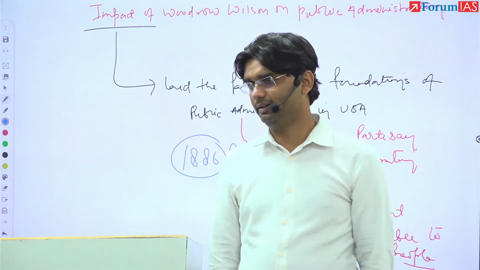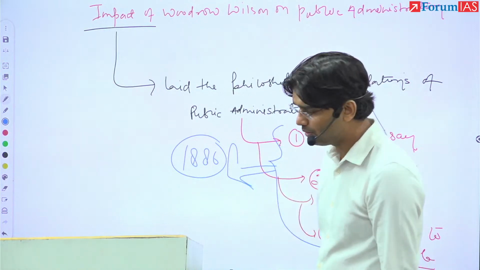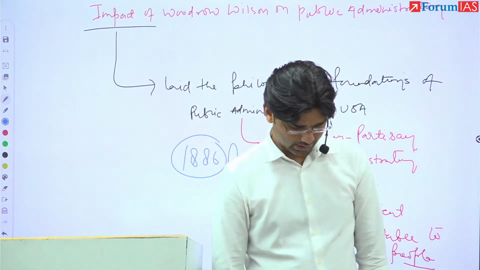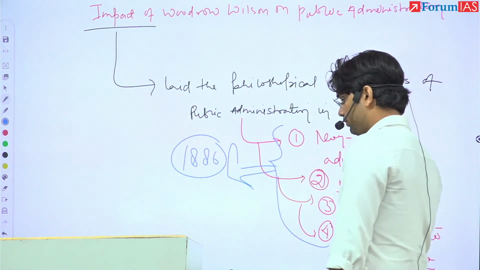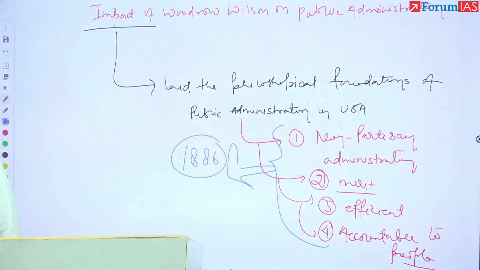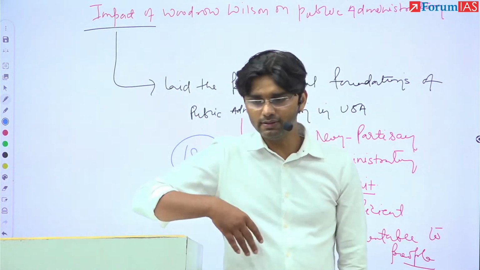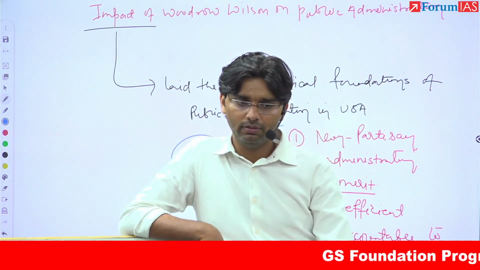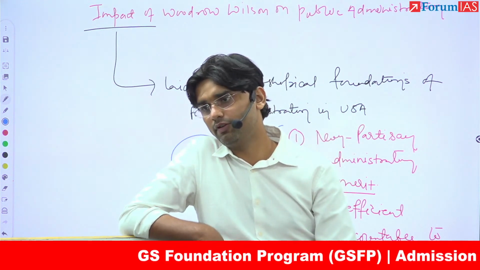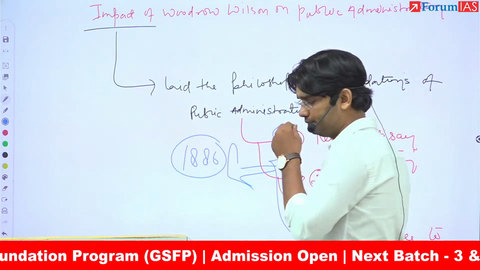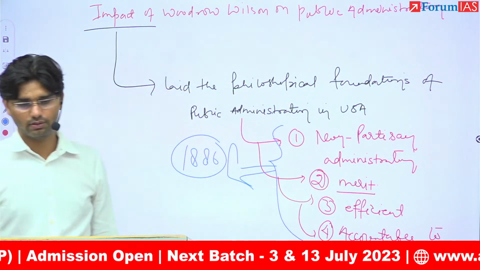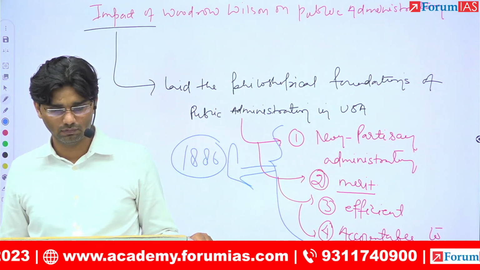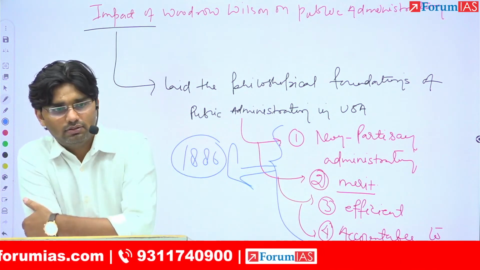Today the dichotomy doesn't stand. Today it is believed that rather than a politics-administration dichotomy, we should have politics-administration cooperation. It is accepted by everyone that politics and administration can't be separate. Politics is concerned with policy formulation. That is the most accepted viewpoint today. Any other question? Have a look once more.